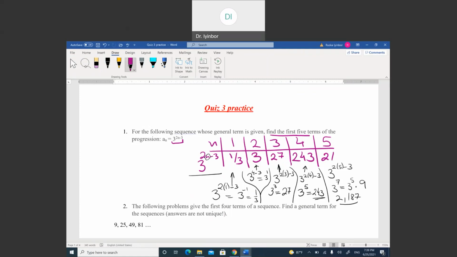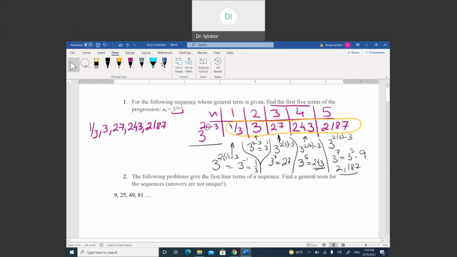So here it says find the sequence. So we're just going to list all these numbers. These are my answers. You're going to list those numbers. You're not going to add them. You're just going to list them. So the answer is 1/3, 3, 27, 243, and 2187. So that's how you do number one, and this is how you show your work. You can just type it in or write on it, whatever is easier for you.